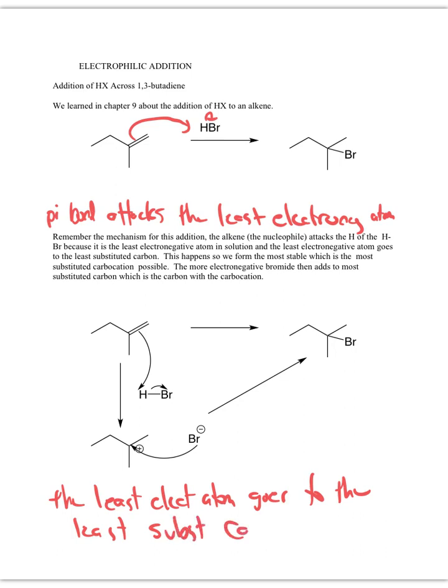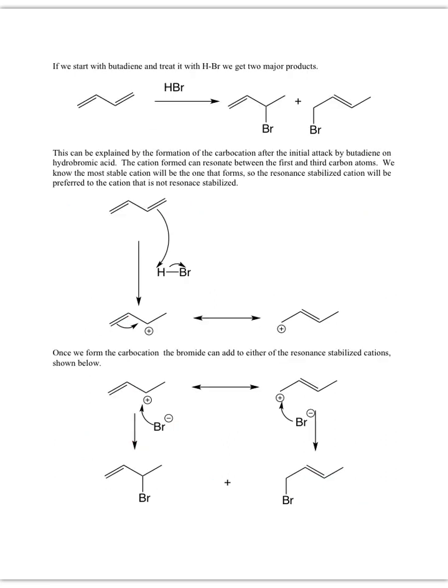And the reason for this is basically because when the pi bond attacks the hydrogen and you kick out the bromine, you form this cation. That cation wants to be the most stable one, so the most substituted cation. So the less electronegative atom has to go to the less substituted carbon, and then the more electronegative atom adds to that more stable cation we formed.